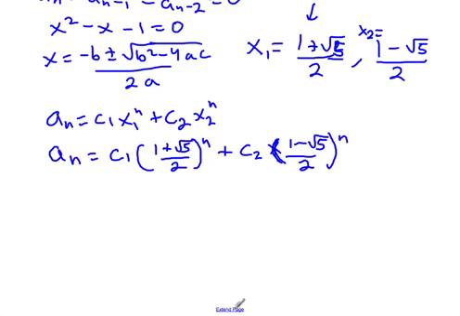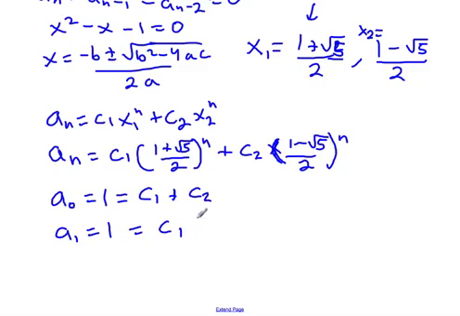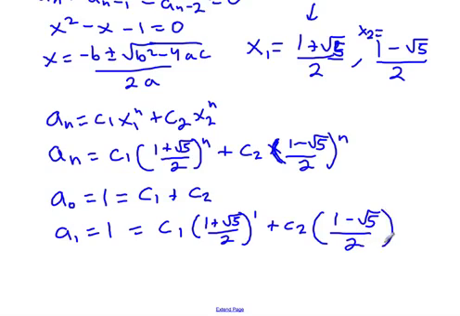Okay? Now, our initial conditions are, well, in a Fibonacci sequence, your first two terms are 1 and 1. So a naught is equal to 1. Okay, now 1 plus root 5 over 2 to the power of 0 is just 1, and this to the power of 0 is just 1. So we have 1 equals c1 plus c2. Okay, and if we look at our second initial condition, a1 is also equal to 1. So that equals c1 times 1 plus root 5 over 2 to the power of 1 plus c2 times 1 minus root 5 over 2 to the power of 1.